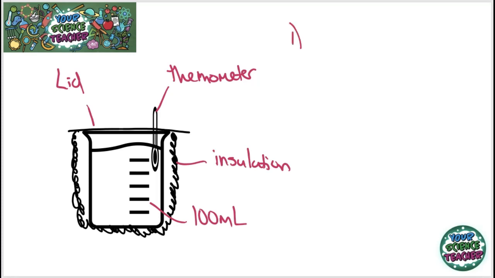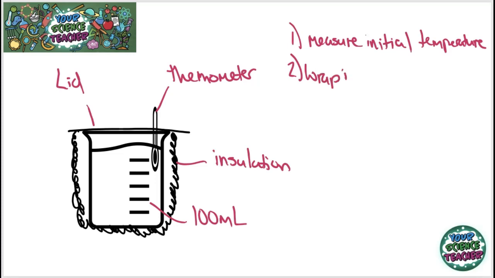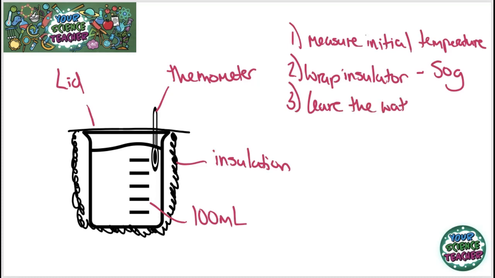So what I'd need to do first is measure the initial temperature of my water. I'd probably heat it up with a kettle first, so it would be around 100 degrees C, but you never know, so that's why I would use my thermometer to measure the initial temperature of the water. Then what I'd do is wrap my insulator around it. Now the key thing with this is I would have to make sure I use the same amount of insulator each time. So for example, I might use 50 grams of the insulator, and I'd wrap it tightly around the beaker. And then after, I would leave the water for 5 minutes and then measure its new temperature.